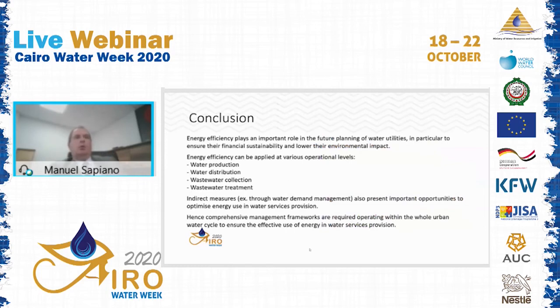Finally, and I will conclude with this slide, all these numbers tell us that energy efficiency plays a very important role in planning how we use water, and also because it affects the financial sustainability of providing water services. We can look at production, distribution of water, collection and treatment of wastewater. Also, we can look at the way people use water, and therefore we need to work towards comprehensive management frameworks within the whole urban cycles or holistic solutions, which can ensure an effective use of energy in water services provision.